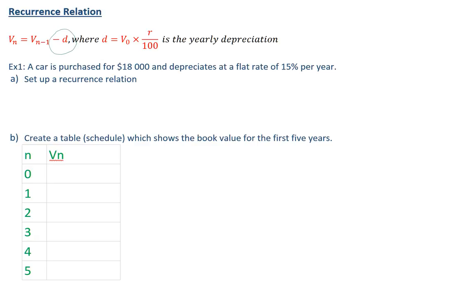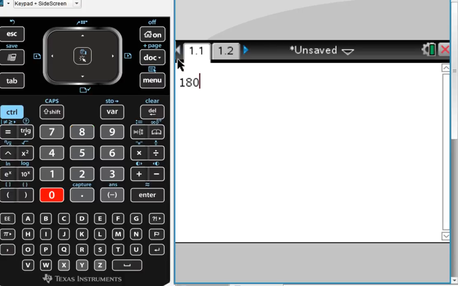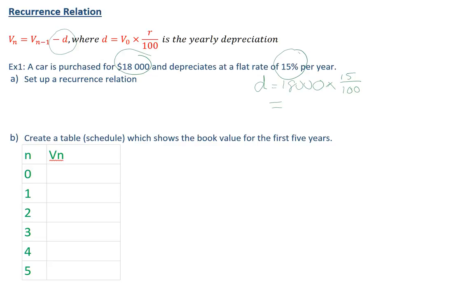Okay, so if I'm losing 15% per year of $18,000, well, D is equal to 18,000 times 15 over 100. Okay. I don't expect you to be able to do that in your head. So you get out your calculator. 18,000 times 15 over 100 is equal to $2,700. Okay, so that's the amount we're losing each year. So each year we go down by $2,700 of our previous balance.